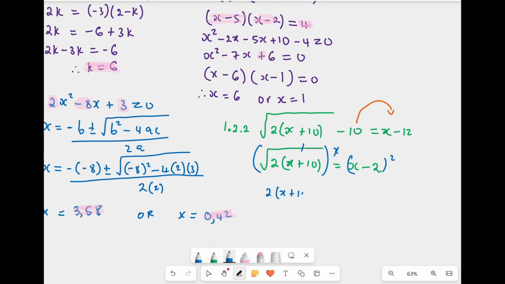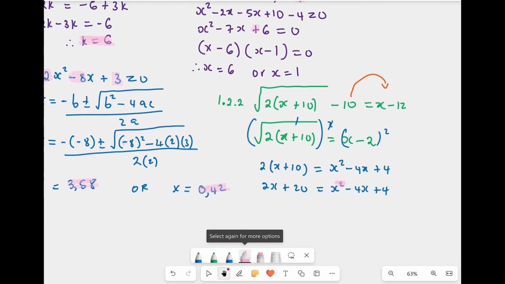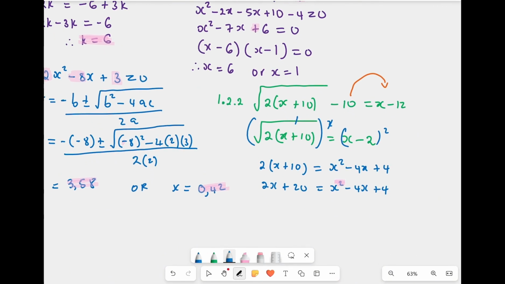x plus 10 is equal to, and then if I square this, it will be x squared minus 4x, and then plus 4. Remove the bracket, so it is 2x plus 20 is equal to x squared minus 4x, and then plus 4. Now again, I can see that the highest exponent is 2. My equation needs to be written in the form of ax squared plus bx plus c. So I am going to take everything to my right and then add the like terms.